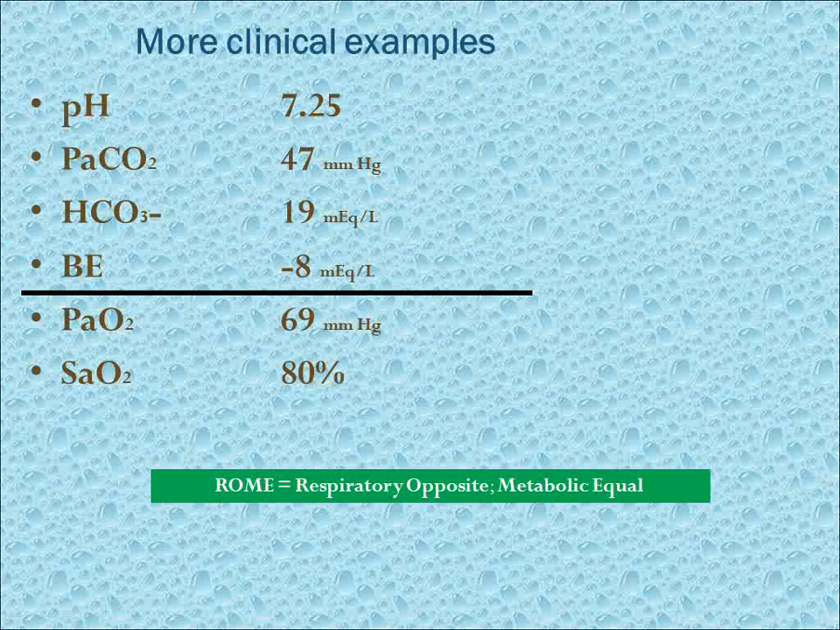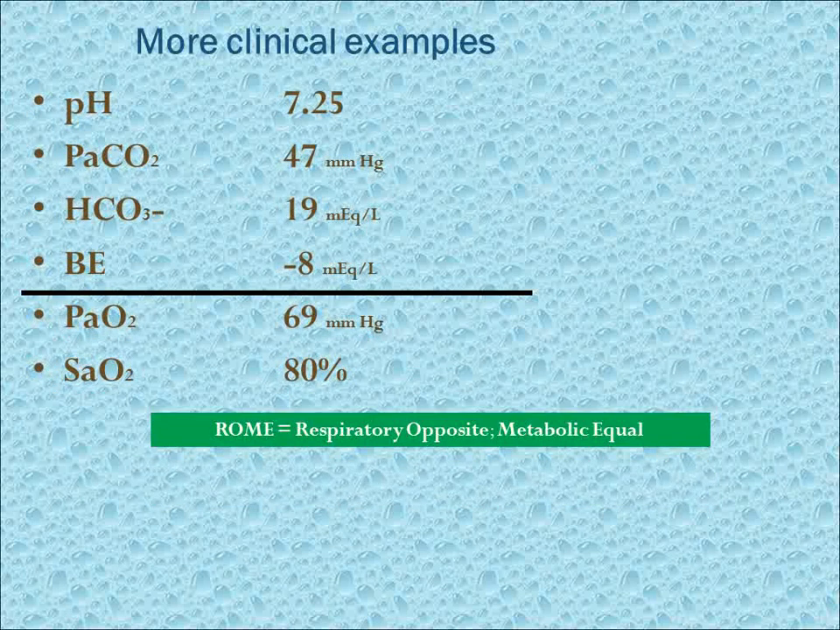Let's do another ABG. We've got a pH of 7.25. That pH is less than 7.35. It's low. Now we look at the CO2. The CO2 is 47. We should have identified the name of this ABG, and we see that the name of our ABG is uncompensated acidosis. And now we see that the CO2 is 47.